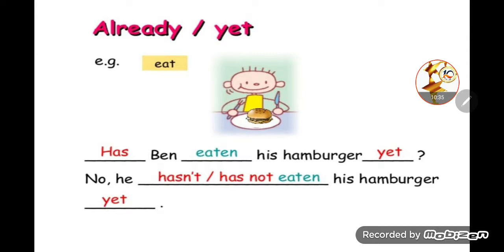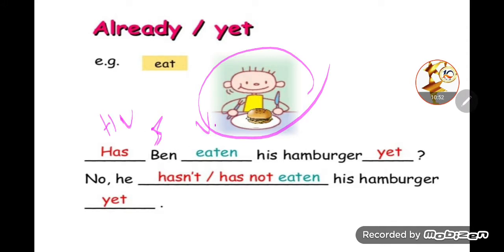Let's take some examples about already and yet. Now we have here, let's make a question about Ben. Has Ben eaten his hamburger yet? See, has started the question. Then we have the subject. This is the helping verb. Subject and the verb three. And yet comes where? At the end of the sentence.